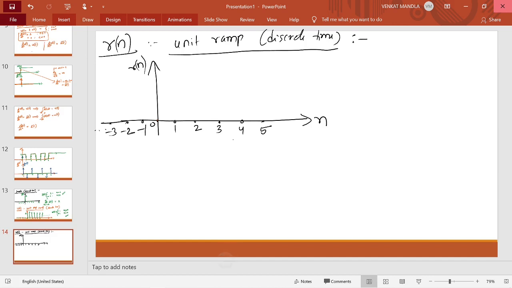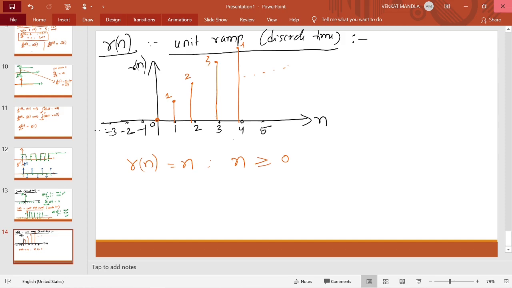Okay, how to represent? At exactly n equal to 0 the value is 0, at n equal to 1 it is 1, at n equal to 2 it is 2, at n equal to 3 it is 3, at n equal to 4 it is 4, and so on. A linearly increasing signal. So r of n equal to n for n greater than or equal to 0.